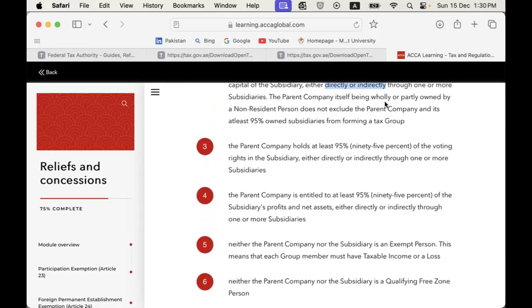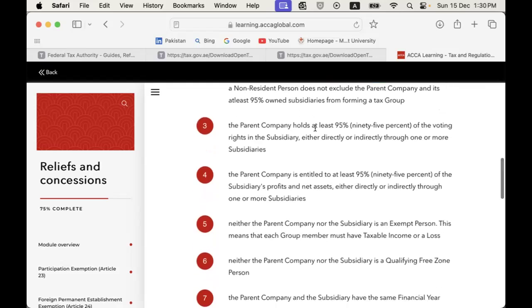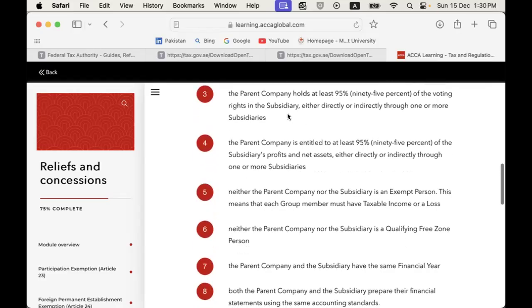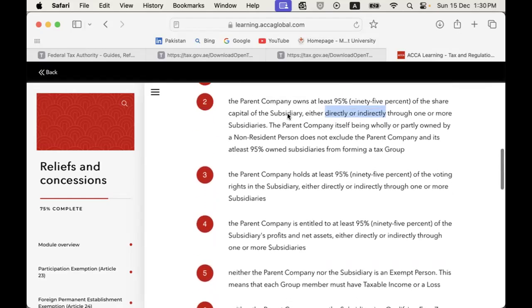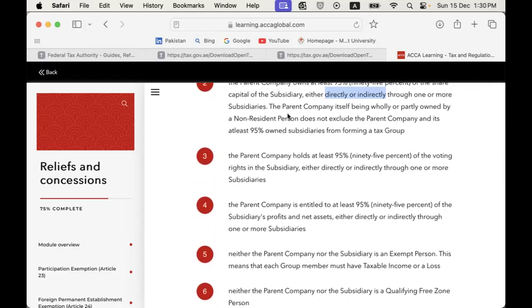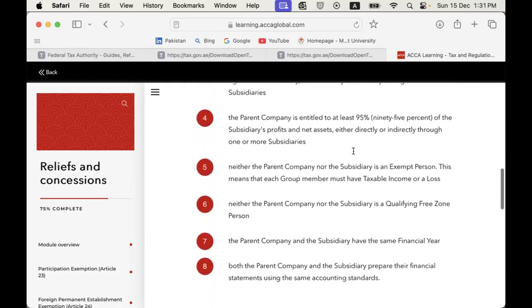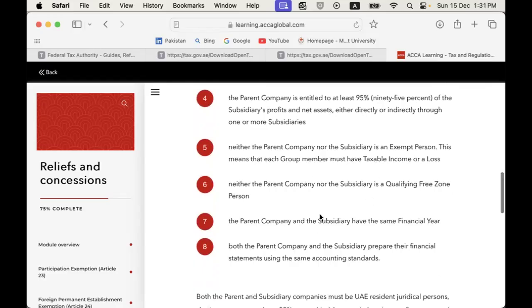Parent company itself being wholly or partly owned by a non-resident person does not exclude the parent company and its at least 95% owned subsidiaries from forming a tax group. Parent company holds 95% of the voting right. So these are alternative criteria. You can have shareholding, you can have 95% voting rights also, or even there is the possibility of 95% profits, net assets, liquidation proceeds, etc. Now, then common clauses.